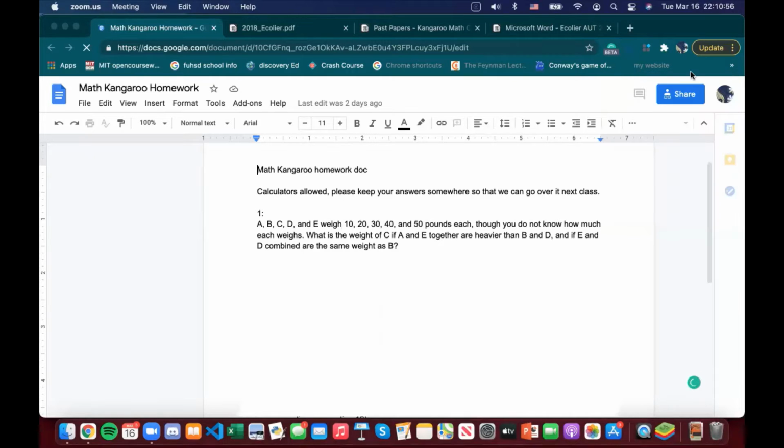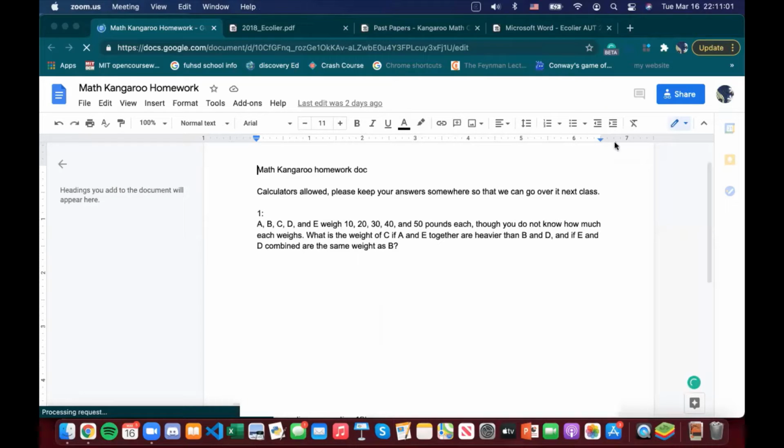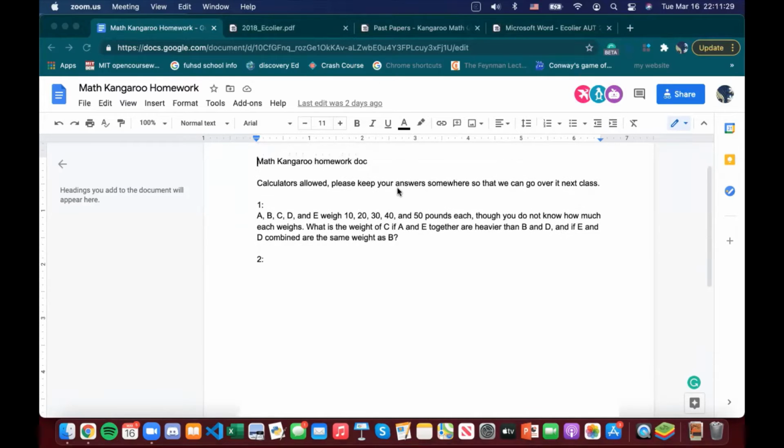So this is the homework. Calculators are allowed as usual, and please keep your answers somewhere. For problem 1, you have A, B, C, D, and E, each weighing 10, 20, 30, 40, and 50 pounds. They do not know how much each one weighs. So A could weigh 30, 40, 20, or 50, or anything. All we know is that you can't have two of them weighing the same amount. So you can't have B or C both weighing 50 pounds. Those are the rules.